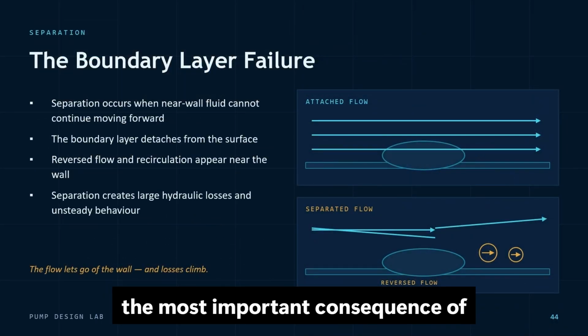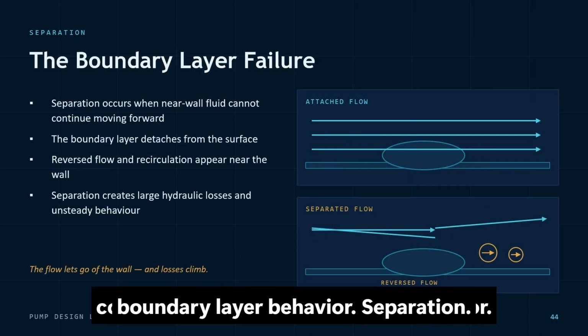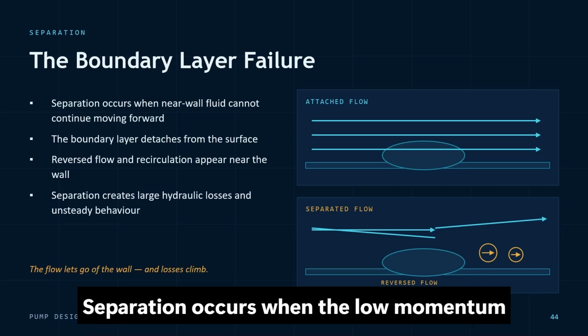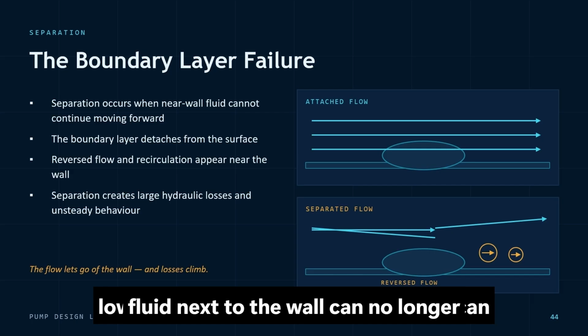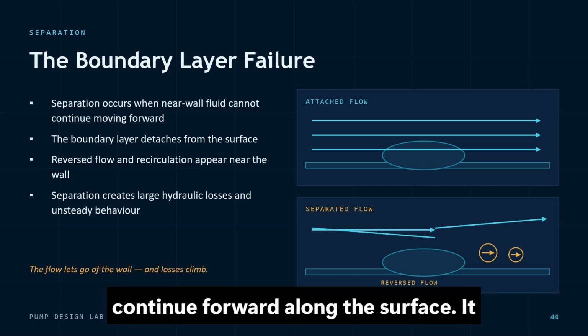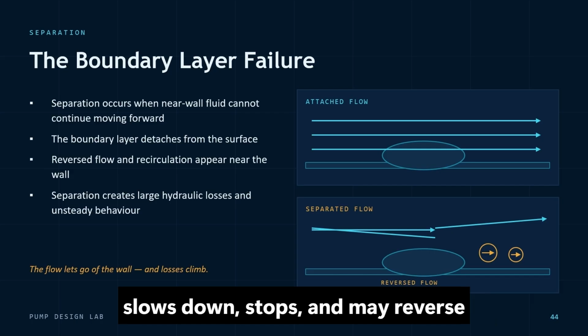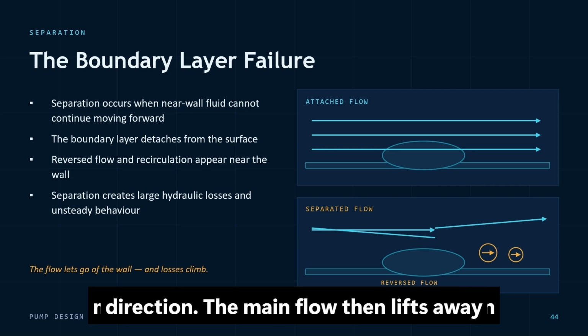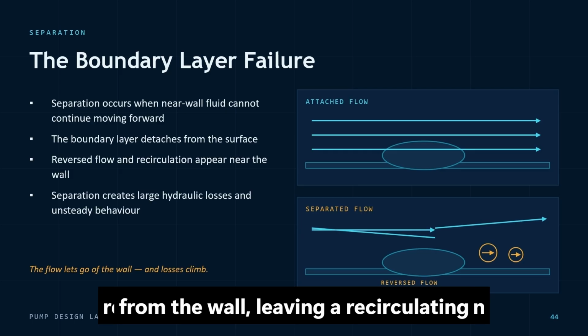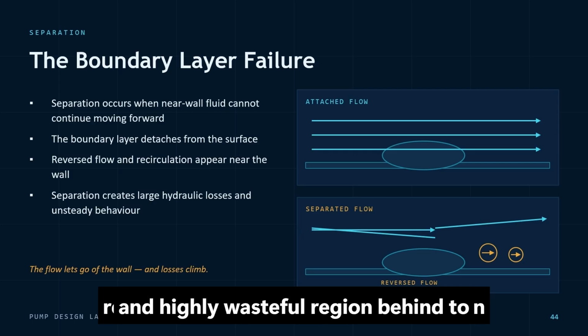Now we come to the most important consequence of boundary layer behavior, separation. Separation occurs when the low-momentum fluid next to the wall can no longer continue forward along the surface. It slows down, stops, and may reverse direction. The main flow then lifts away from the wall, leaving a recirculating and highly wasteful region behind.